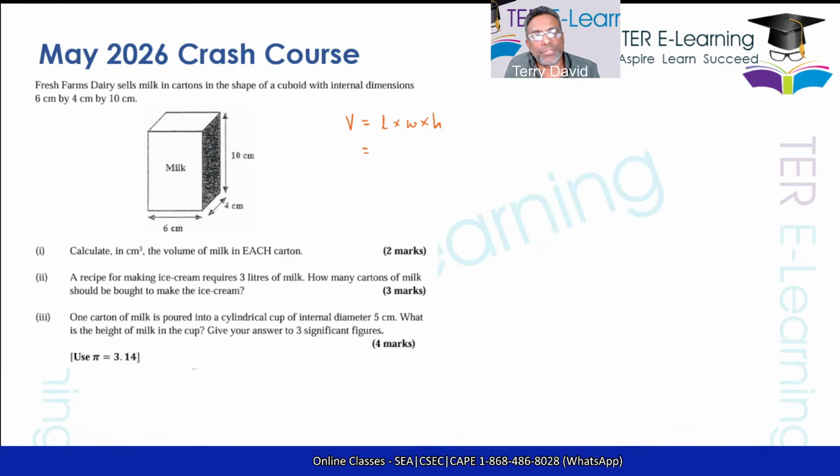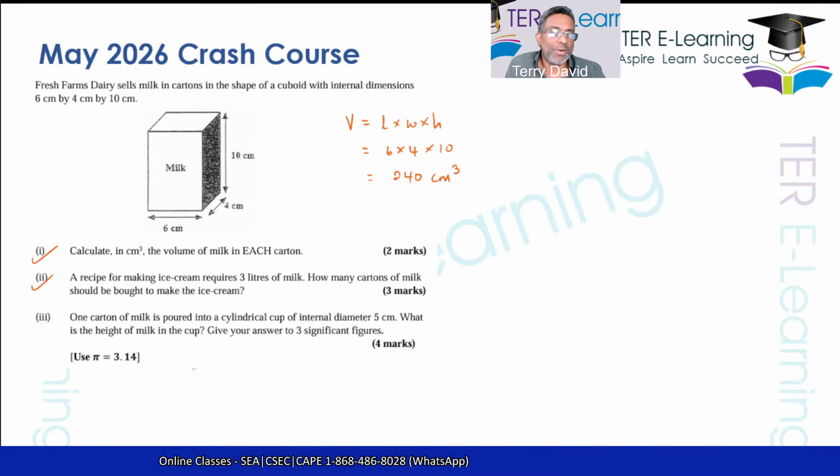Some students will tell you, well, the length, let's take it as 6, the width is 4, and the height is 10. It really doesn't matter. So 6 by 4 is 24, 24 by 10, you get 240. So this is going to be cm cube. So that's the volume of milk in this cuboid here. That's the answer for part 1.